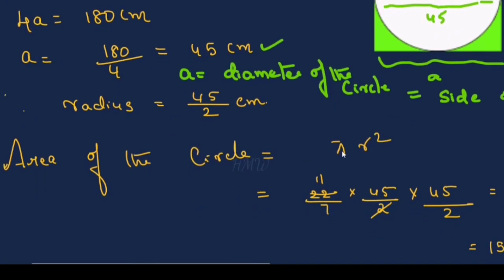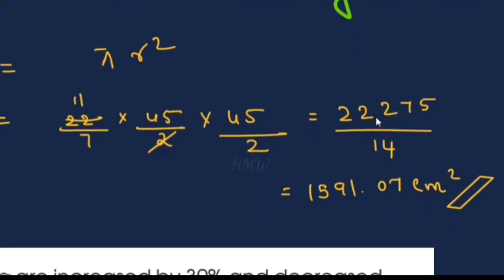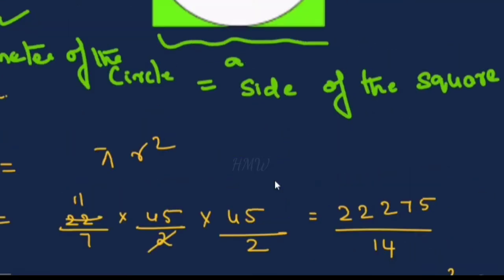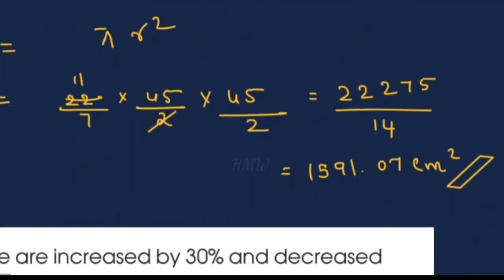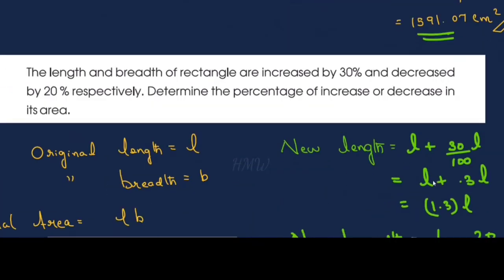Area now. Area of the circle is pi r square. So pi is 22 by 7, and r is 45 by 2 into 45 by 2. We can substitute pi as 3.14 also. So we get 22,275 by 14, which is approximately 1591.07 centimeters square. So the area is 1591.07 centimeters square.